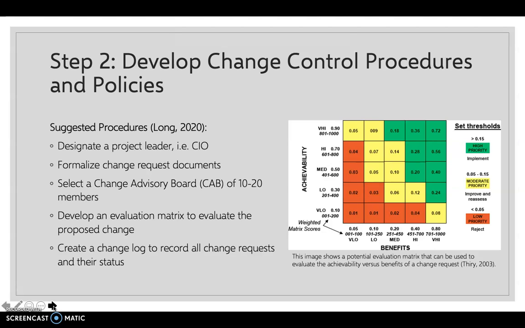As another procedure, I suggest that they select a change advisory board, referred to as CAB, with 10 to 20 members, with representatives from each department of the hospital. I suggest that they develop a procedure for evaluating change by creating an evaluation matrix that will be used to analyze risk, cost, impact on stakeholders, and communication plans. The image on this slide shows an example of an evaluation matrix.